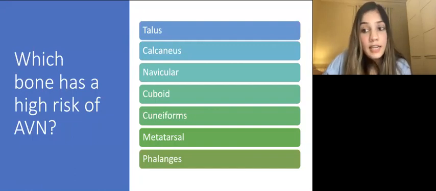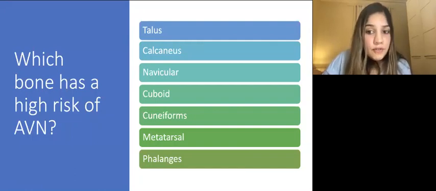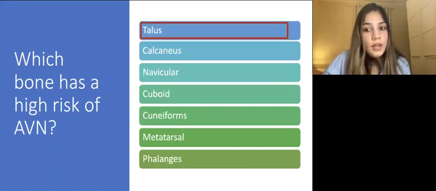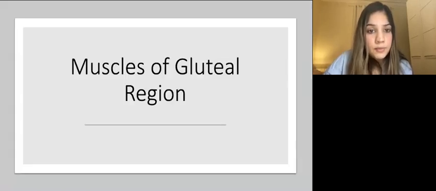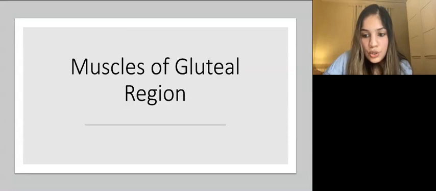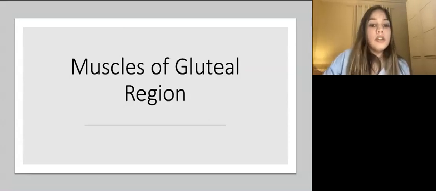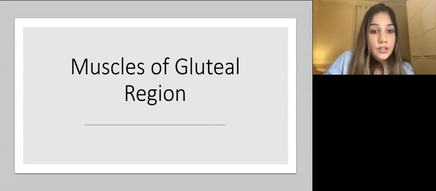Yeah, the talus bone, because no muscles originate from it or insert to it. So the vascular supply is dependent on the fascial structures that surround the bone. So we'll just go over the muscles of the gluteal region.